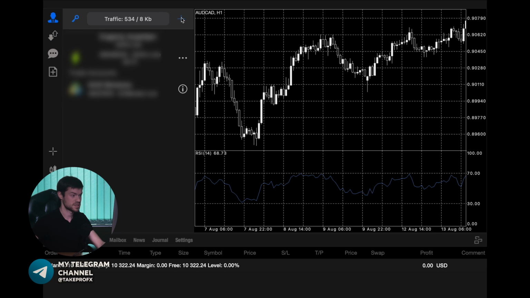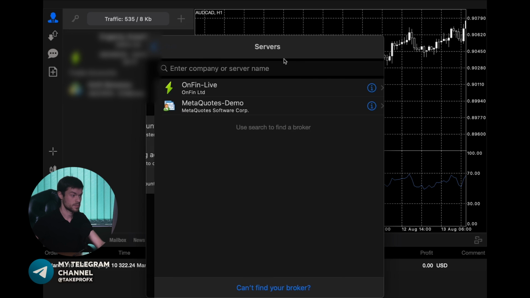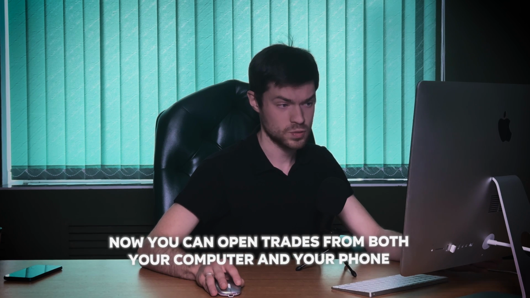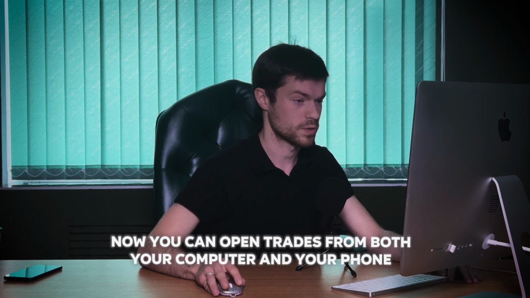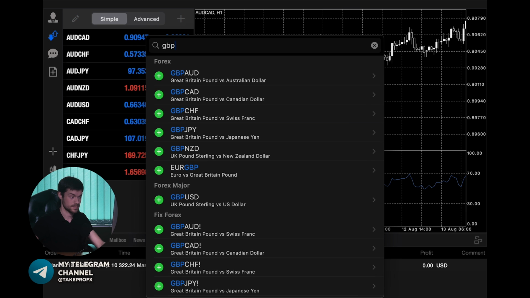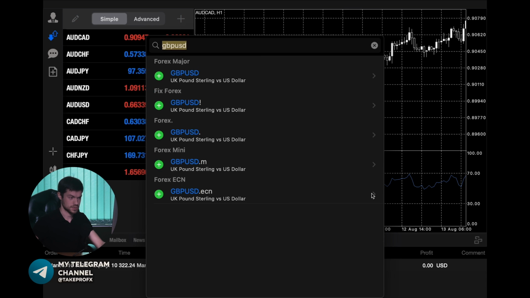Then we open the MetaTrader 4 app and authorize our broker's account. So we enter the server, then search for a login and password. Then we can open trades even from a phone or from a computer in the online terminal of our broker. Next we will need to switch to this asset. For this we just write its name. I trade on this account, so I just add this account to myself.